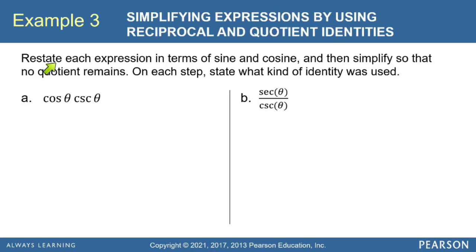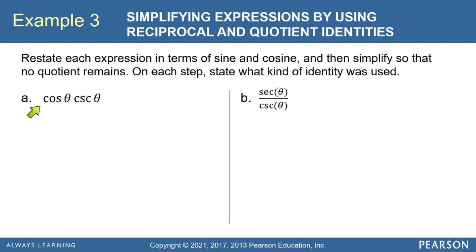So let's read the instructions. It says restate each expression in terms of sine and cosine, and then simplify so that no quotient remains. On each step, state what kind of identity was used. Now I put this in the instructions for example 3 because I think it's a really good idea for you to get into the habit of justifying, at least in your mind, why you're doing each step. It doesn't matter so much in section 5.1 about writing why you're doing each step, but when we get to section 5.2, you will have to write down why you're doing each step. So we may as well practice it a little bit here.